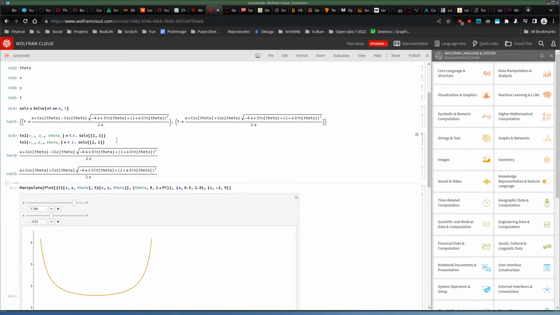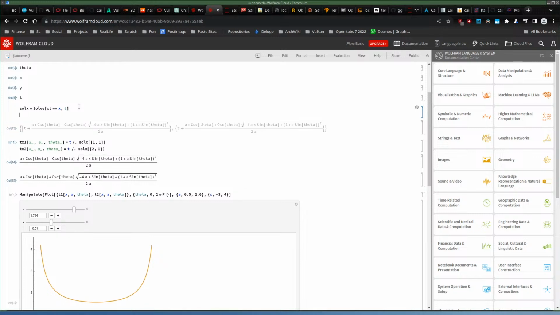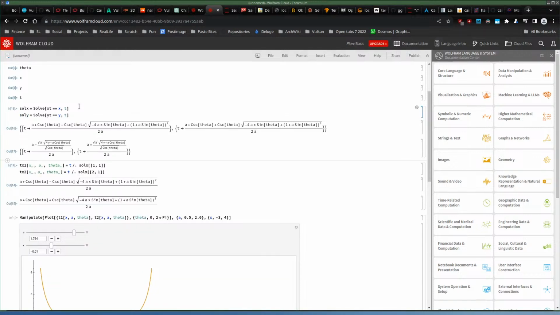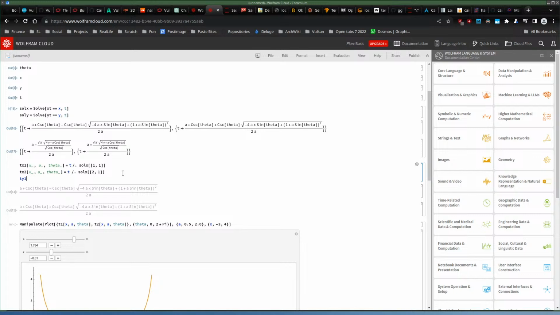But we want to have more, so might as well extend it. You can just add stuff here, that's all fun. The solution Y is then Solve YT equals Y, solve for T. And you have 2 of them. That one looks impressive as well. And then here I can add ty1 as a function of y and a.